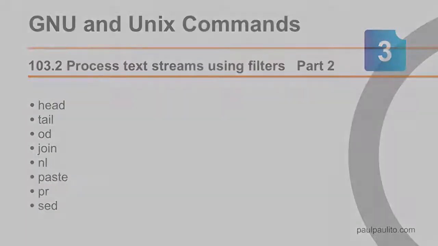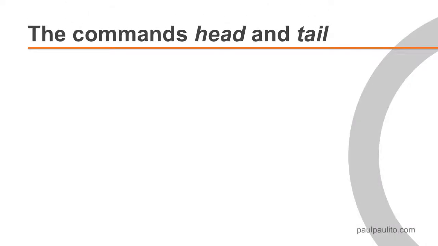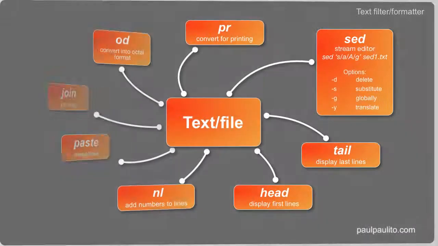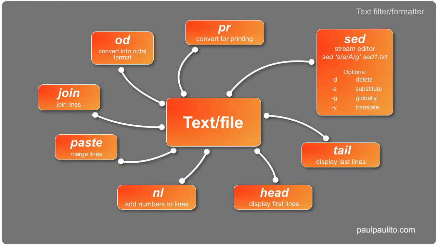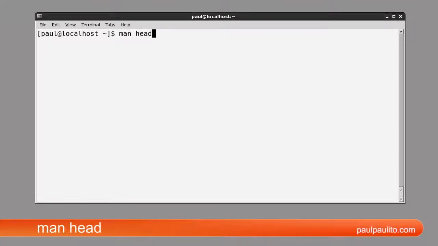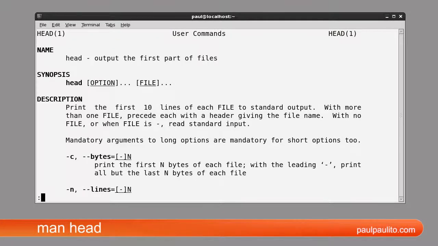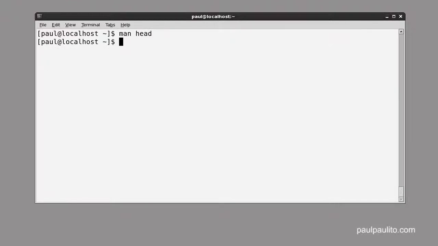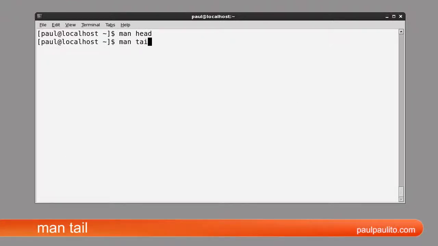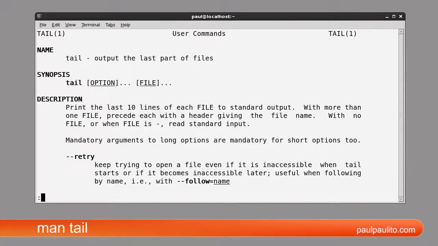So let's get started. The commands head and tail. Two commands allow you to display either the first part or last part of files. These commands are the head and tail commands. Head and tail can be used as filters, or they can take a file name as an argument. By default, head and tail display the first or last 10 lines of the file or stream.